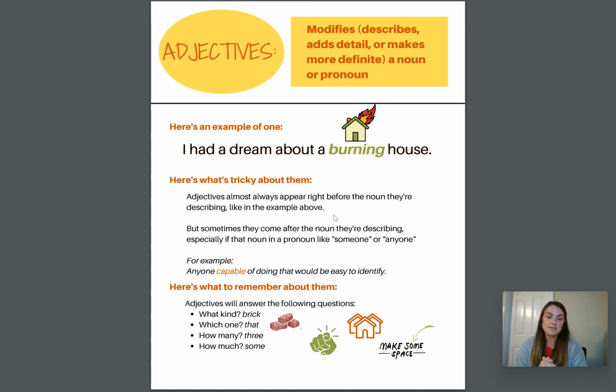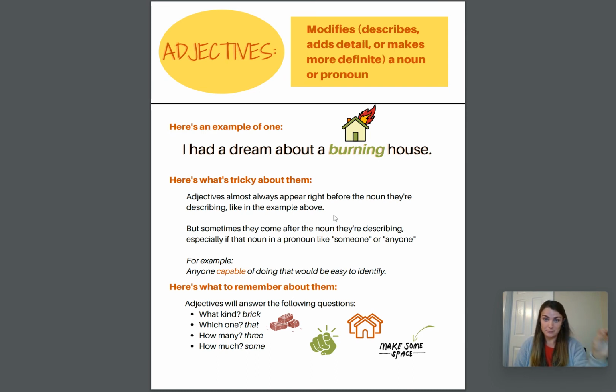What you want to remember about adjectives is that they will answer the following questions: what kind, which one, how many, how much. If you're wondering what a word is doing, ask whether it's answering what kind. What kind of house is it? It's a brick house. Okay, brick is an adjective for what kind of house it is. If it's answering which one, that house.